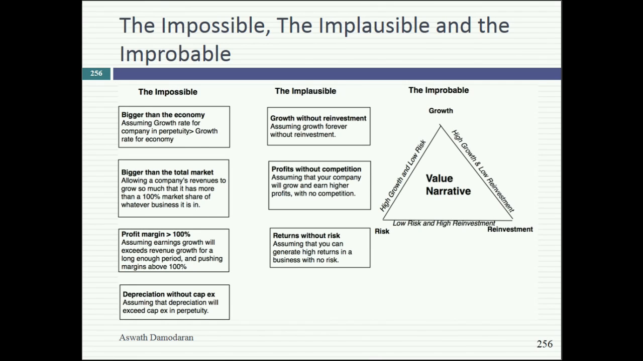You ready? I'm going to throw you one side of the triangle, and you tell me what you'd expect to see on the other two. If I see high growth in your valuation, generally what should I expect to see as reinvestment? High or low? High, and usually high risk. High makes sense. Low makes sense. But I see high growth and low reinvestment and low risk. That's an improbable valuation.